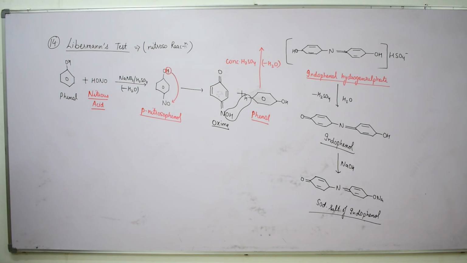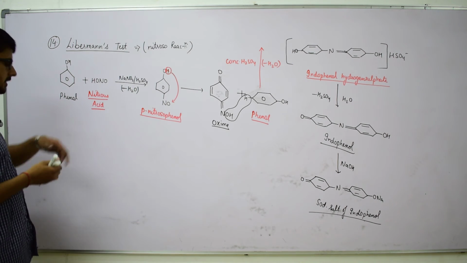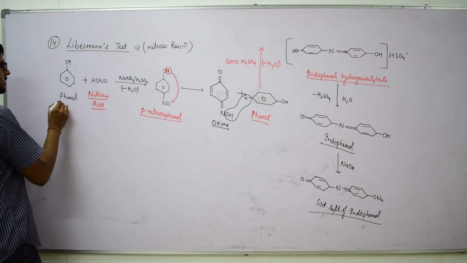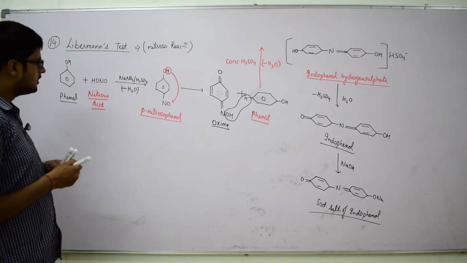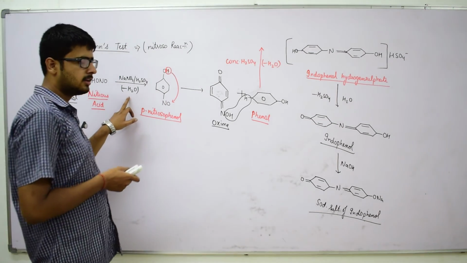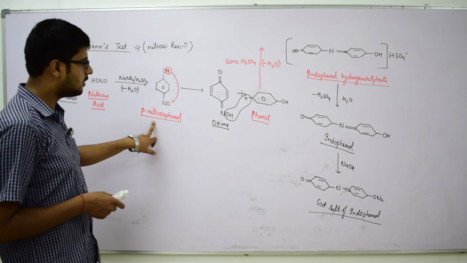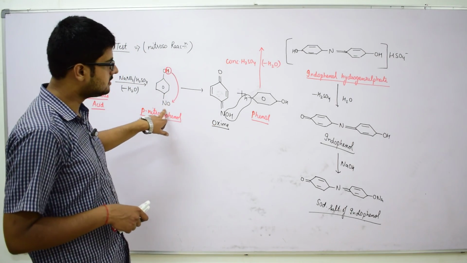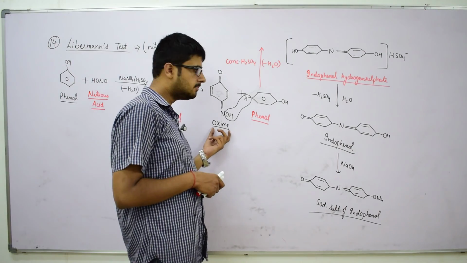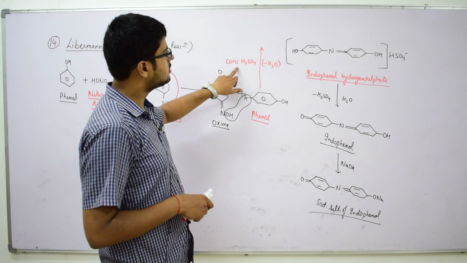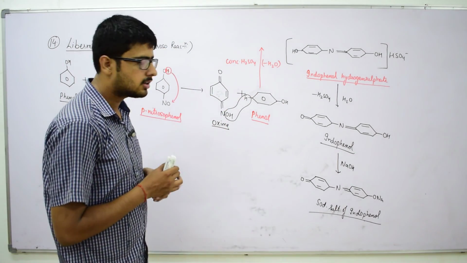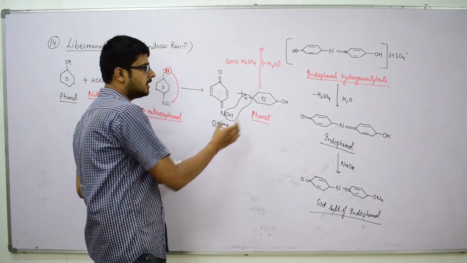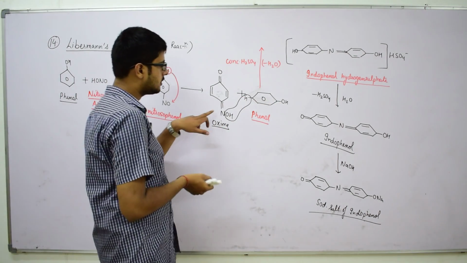First of all, what happens when phenol is treated with nitrous acid in the presence of sodium nitrite and sulfuric acid? A water molecule is eliminated, leading to the formation of para-nitrosophenol. Further, hydrogen shift takes place, leading to the formation of oxime. When it is treated with concentrated sulfuric acid, a water molecule is eliminated from here, and this group is attached over here to the nitrogen atom.